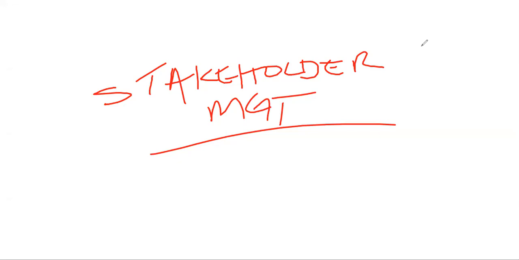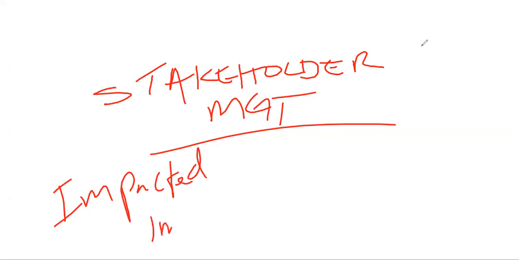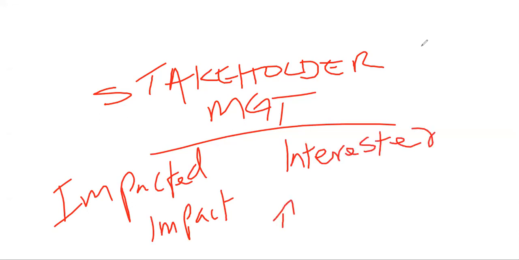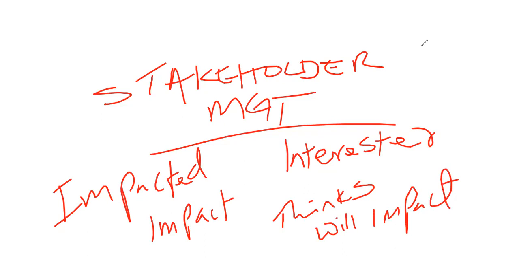What is a stakeholder? Someone who can affect the project, or someone who is impacted by the project, or someone who is interested in the project, or someone who thinks that the project could impact them. So someone who is impacted by the project, someone who can impact the project, someone who is interested in the project, and someone who thinks that the project will impact them. Okay? So whether the person is genuinely involved or thinks they're involved, they're all stakeholders, and it's the job of the project manager to manage them.